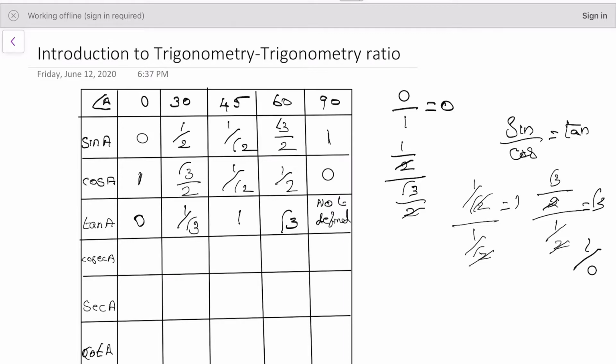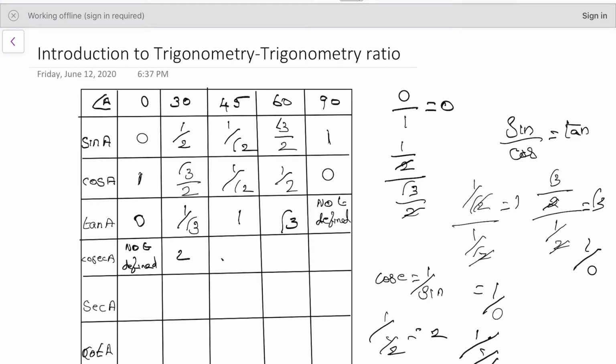Cosecant is 1 by sine. So I'm doing that alone here. For 0, 1 by 0 is not defined, so I'll write not defined. For 30, 1 by 1 by 2 is 2. For 45, 1 divided by 1 by root 2 is root 2. For 60, 1 divided by root 3 by 2 is 2 by root 3. For 90, 1 divided by 1 is 1.